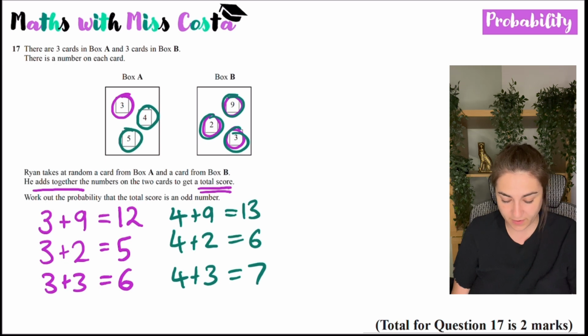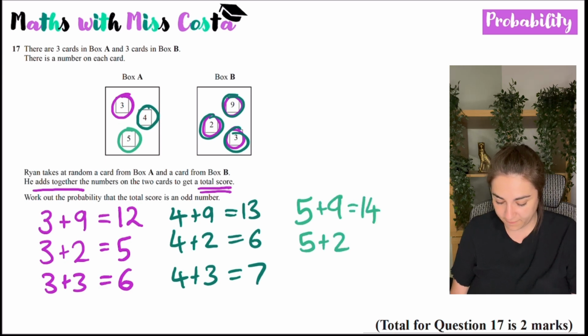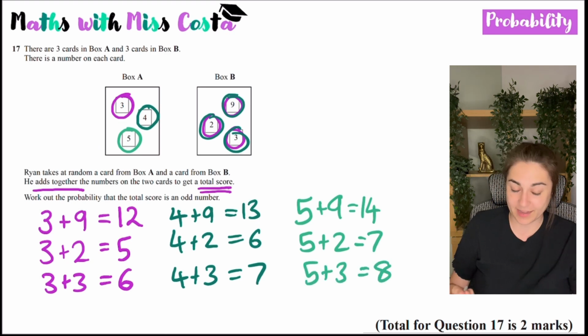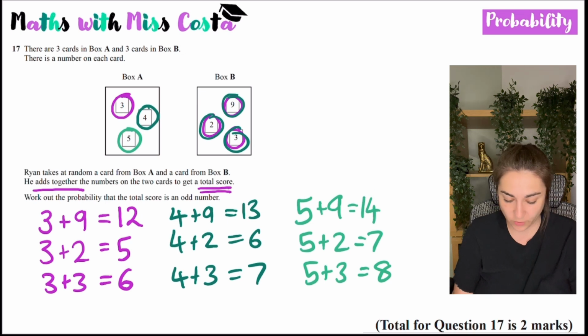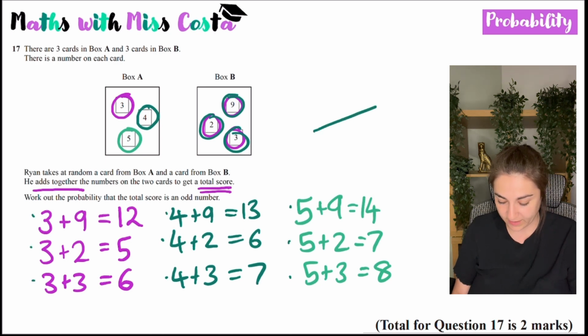Finally, I could choose 5. So if I chose 5, I could also combine that with everything else. So 5 plus 9 is 14, 5 plus 2 is 7, and 5 plus 3 is 8. Now I need to work out the probability that the total score is an odd number. So how many possible combinations do I have in total? 1, 2, 3, 4, 5, 6, 7, 8, 9. So the probability is going to be out of 9.